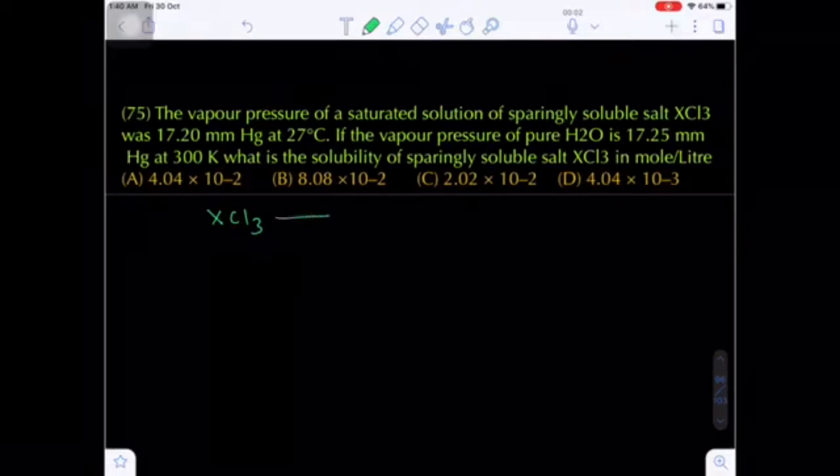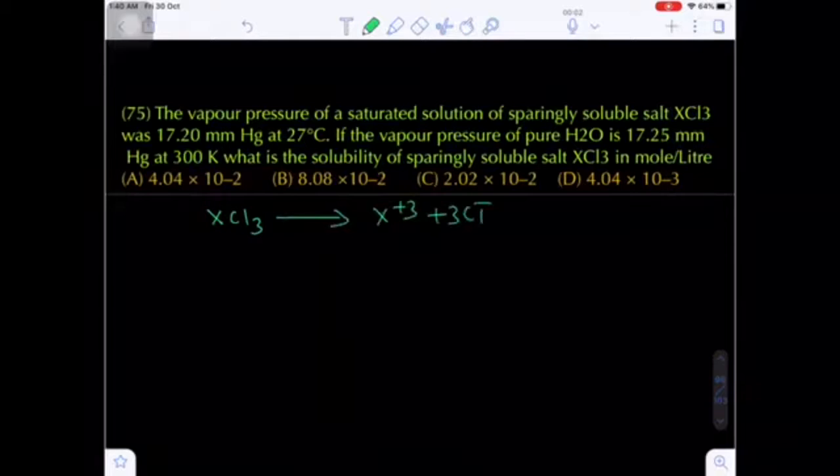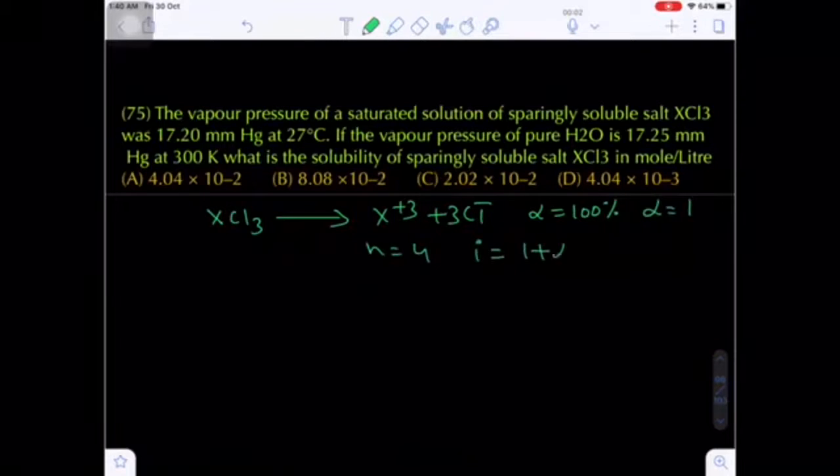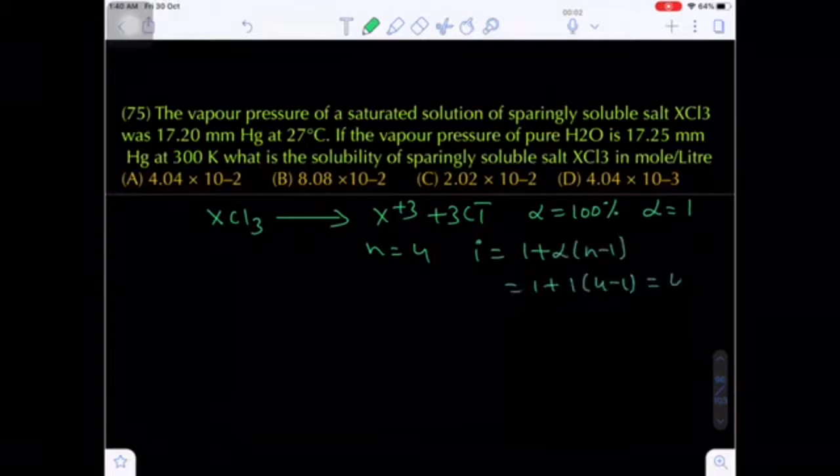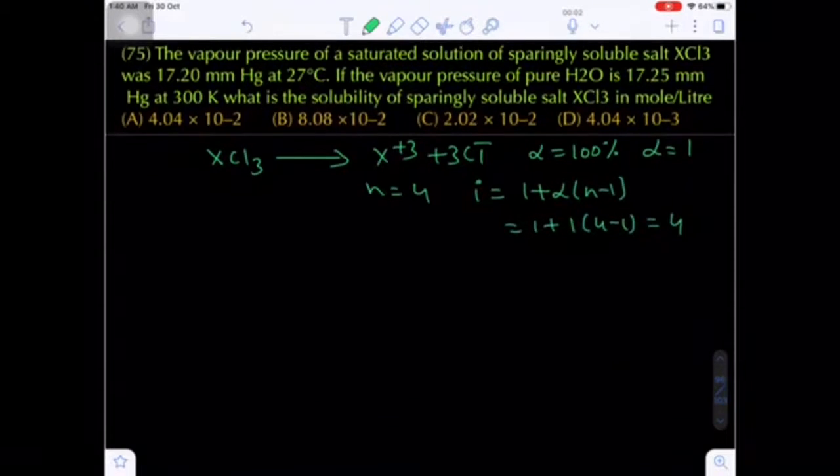First of all, how does the given salt dissociate? As a cation X plus 3 and 3 Cl minus anions. Now here alpha value is not given, so I am assuming 100% ionization, so I am taking alpha as 1. So the number of particles here is 1 plus 3, that will be 4. From here, iota is equal to 1 plus alpha into (n minus 1). So 1 plus alpha value 1, into (4 minus 1) which is 3, 3 plus 1, again you will get the iota value 4.